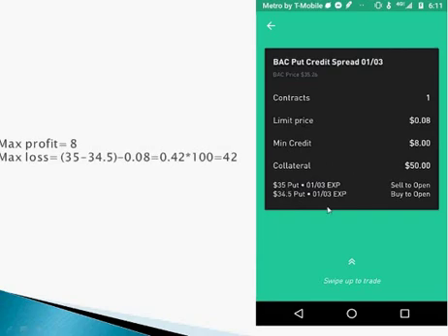With this transaction, the maximum amount we're going to make is going to be 0.08, which is going to be $8, and the maximum loss is going to be the difference between the upper strike price and the lower strike price, minus 0.08, which is the limit price. It's going to give us 0.42, multiply that by 100, so that's going to be the max loss. An easier way to calculate your max loss is $50 minus $8, which gives you $42.